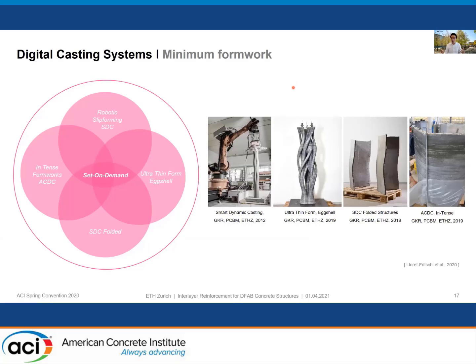This is a family which started with smart dynamic casting, where the formwork, this minimum formwork, was slipping, so slip forming technology. And there are other possibilities with plastic paper formwork. The idea here is we have a set-on-demand concrete process, so this minimizes the formwork pressure. So we can use this plastic foil with some tension.